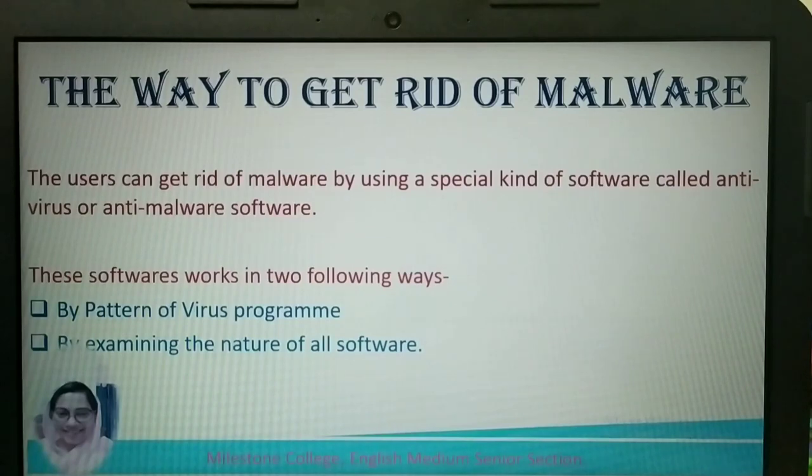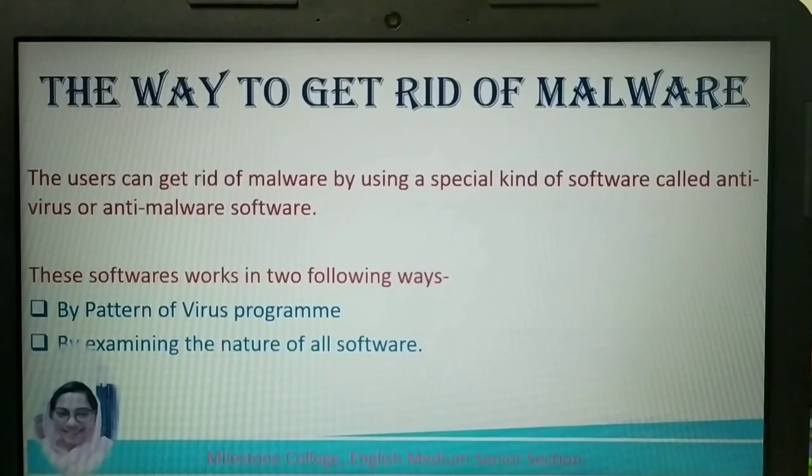The software works in two ways: by the pattern of the computer virus and by examining the nature of all software. Pattern means every virus has a specific pattern, and in antivirus software those patterns are saved. So when you install or activate any antivirus software on your computer, it checks the pattern of the software remaining in your computer. When any pattern matches, it captures it, and sometimes it deactivates or damages the virus, and by this they take action.